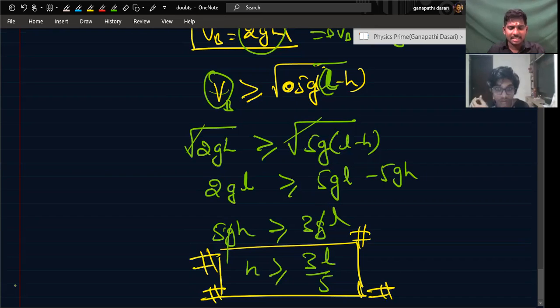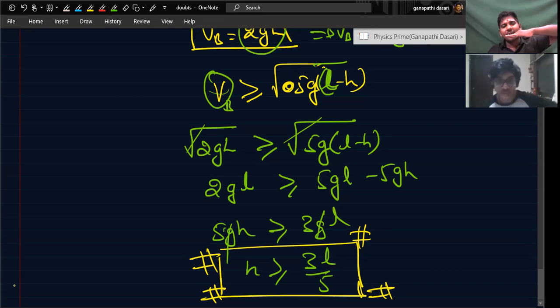Here, what are the points the examiner is expecting? First thing is, what is the minimum velocity required for the ball to complete a circle? It is root 5gr. We will learn it in detail in circular motion, why it comes to root 5gr. In this situation, what is that radius? l minus h from the given situation. That is one part.